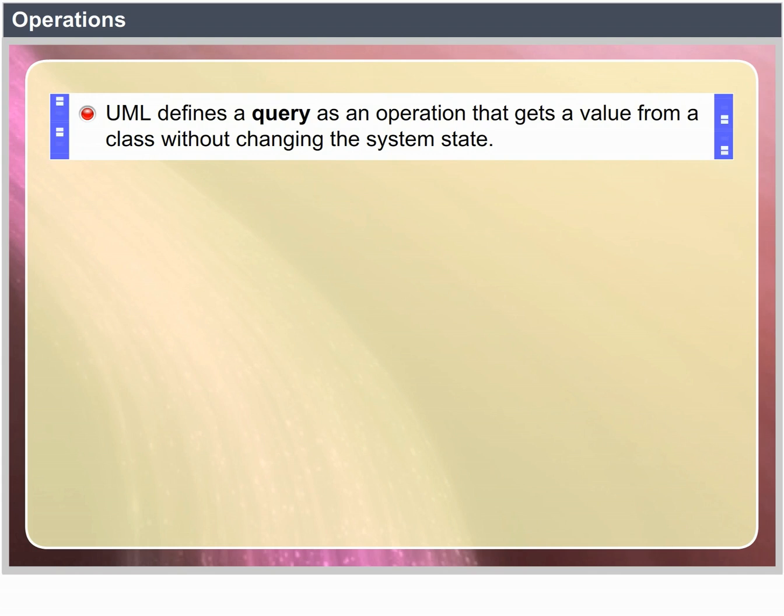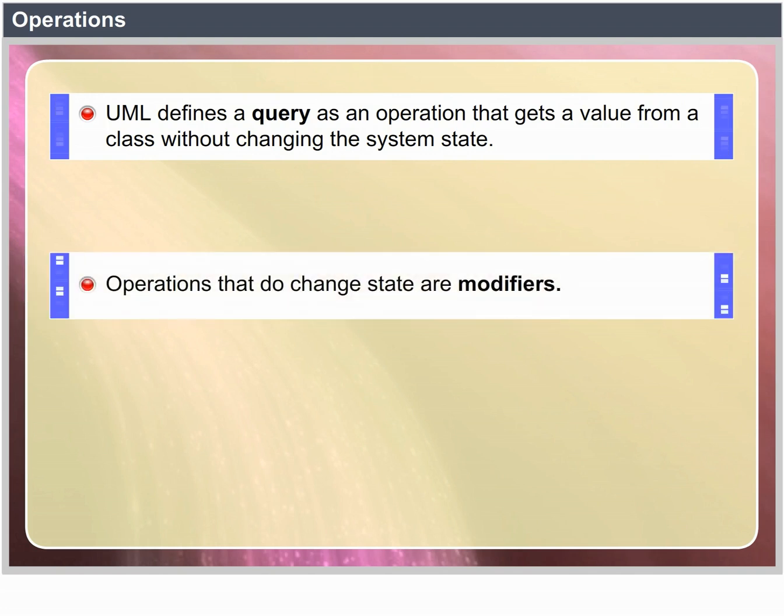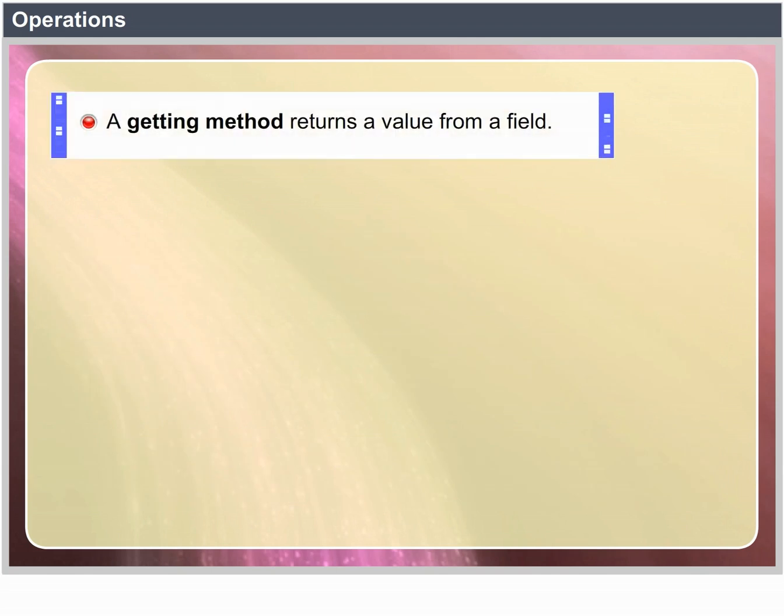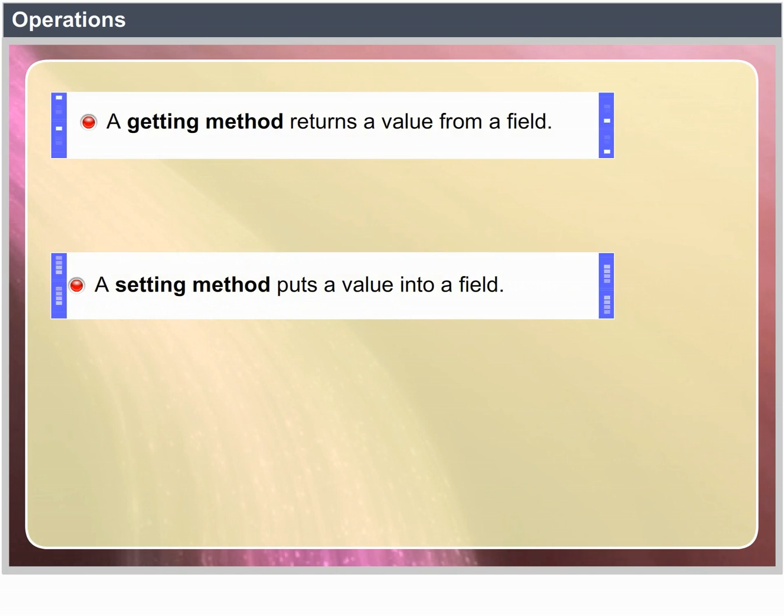UML defines a query as an operation that gets a value from a class without changing the system state. Operations that do change state are modifiers. Queries can be executed in any order, but the sequence of modifiers is more important. A getting method returns a value from a field. A setting method puts a value into a field.